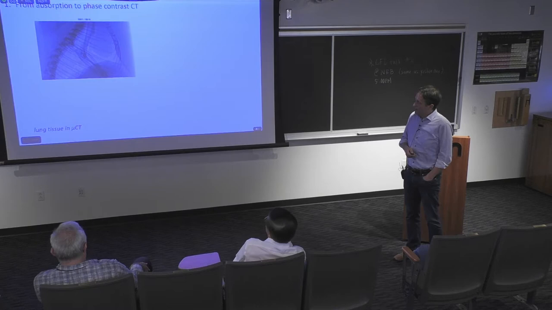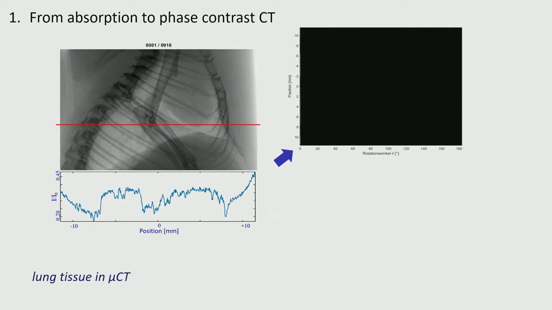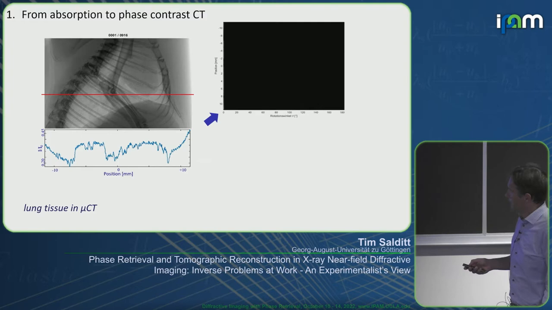So let's start with, taking from one of my lectures, absorption CT. Everybody may know how that works. Here we have a small patient. It's actually a mouse chest X-ray. It's in our lab, so it's fairly high resolution. Pure absorption-based imaging. So that concept is purely based on geometric optics.